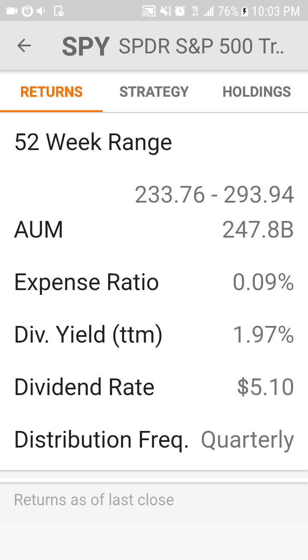And then next is dividend yield, so 1.97%. Actually, I think the $5.10 is every year, and the distribution frequency is quarterly. So this $5.10 is broken up into 4 payments, or it's paid out 4 times a year, and the total is $5.10 for the year.